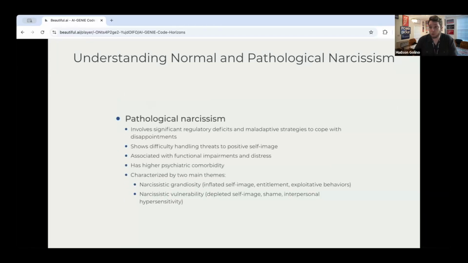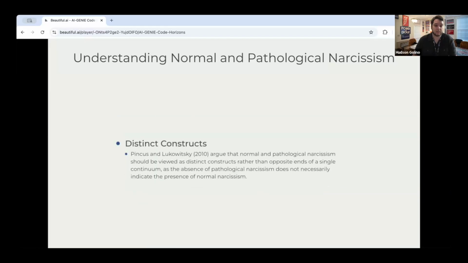However, pathological narcissism, on the other side, involves significant regulatory deficits and maladaptive strategies to cope with disappointments, shows difficulty handling threats to the positive self-image, is associated with functional impairments and distress, has higher psychiatric comorbidity, and is characterized by two main dimensions: narcissistic grandiosity, so inflated self-image, entitlement, exploitative behaviors, and narcissistic vulnerability, depleted self-image, shame, interpersonal hypersensitivity.